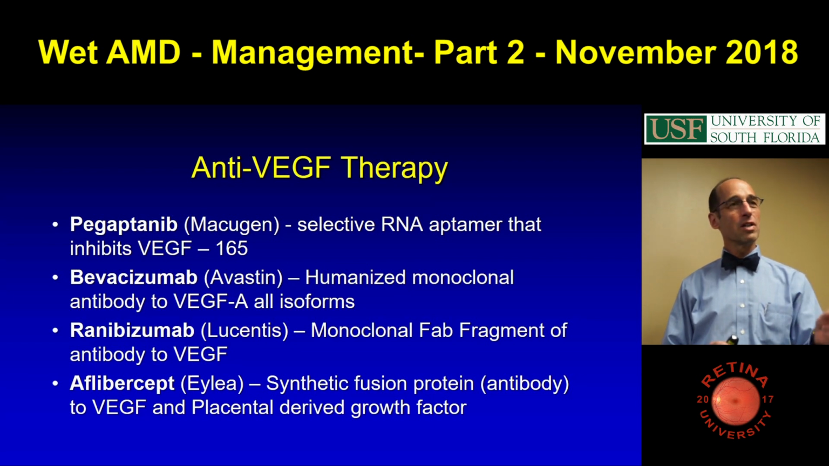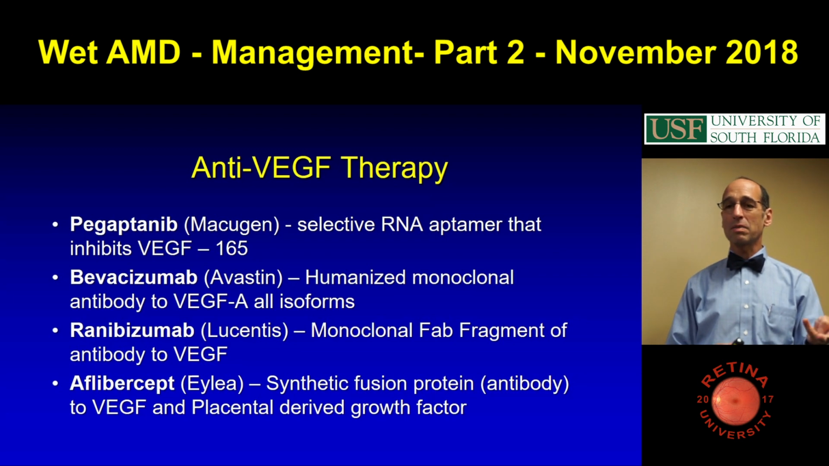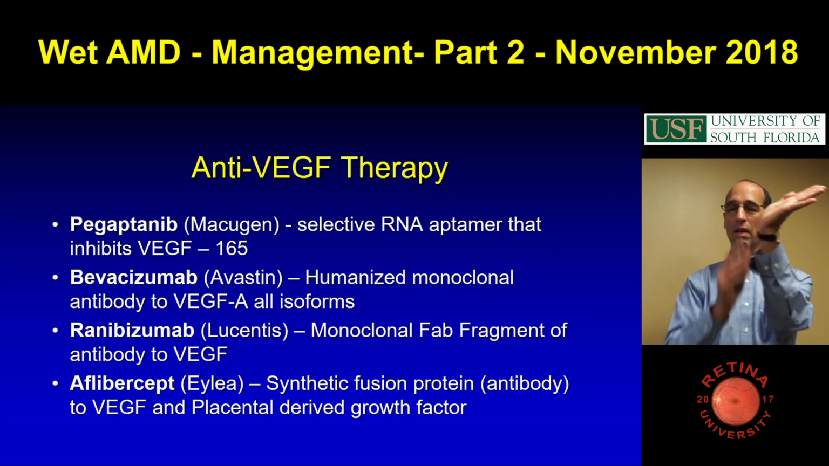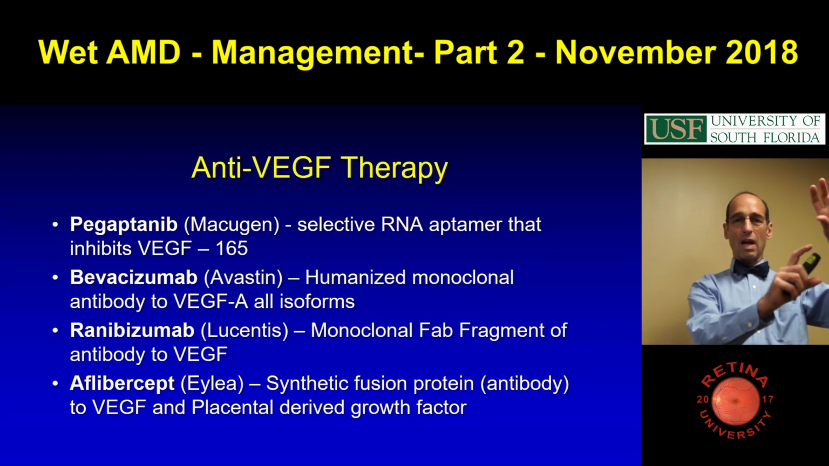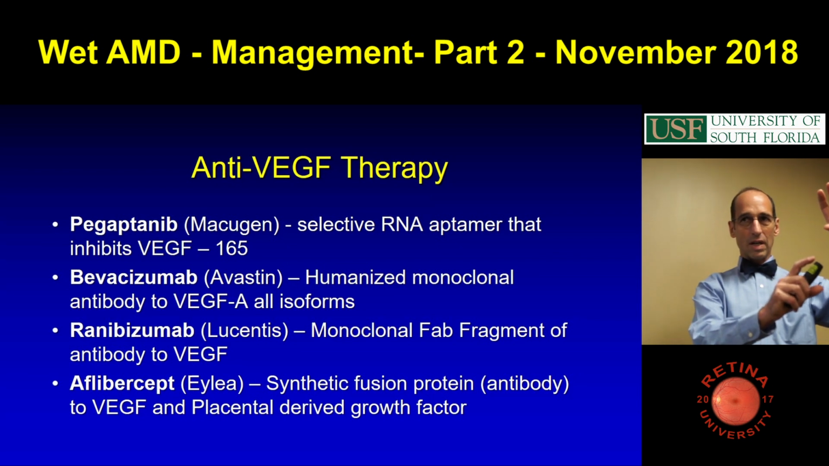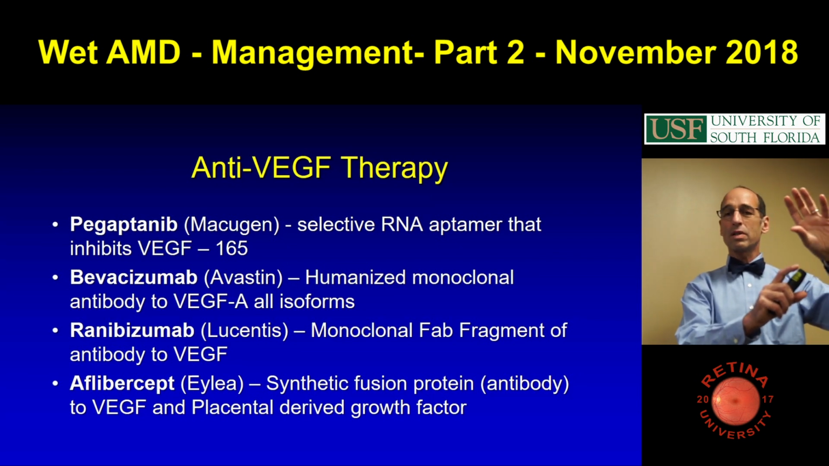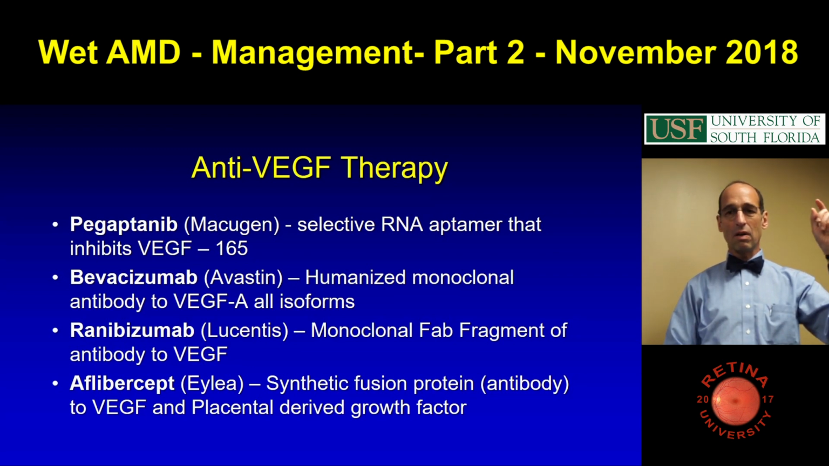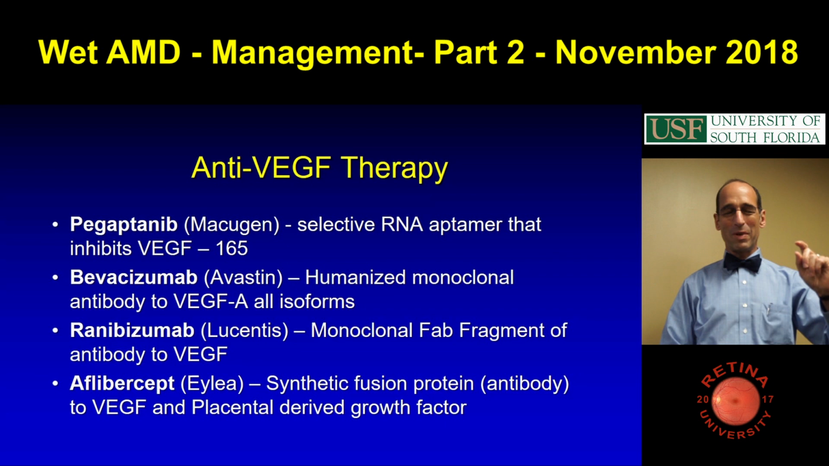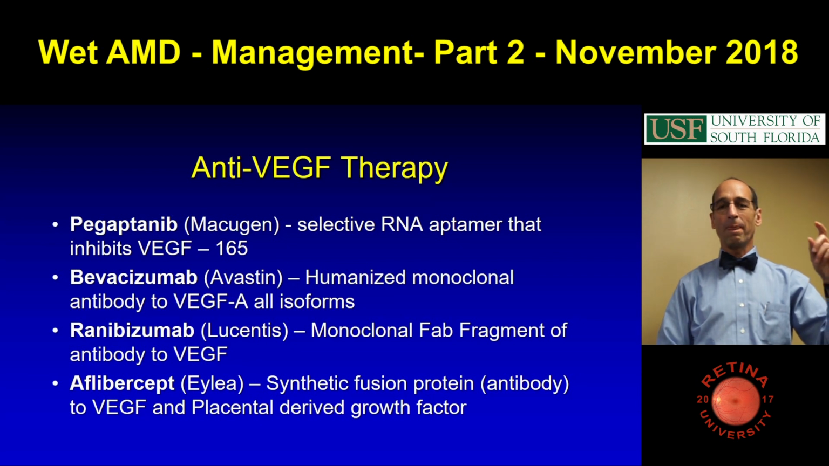Bevacizumab is an antibody. So it's a full antibody to VEGF. It was developed for cancer. It's a humanized monoclonal antibody, so it's got the whole thing. Ranibizumab is just the fragment, so it's just the Fab. It doesn't have the tail fragment to VEGF, and so it's smaller, and it's also optimized. In a test tube, the binding affinity of ranibizumab is 40 times the binding affinity of bevacizumab. So they're stronger in a test tube.